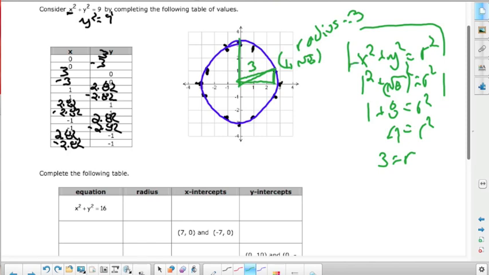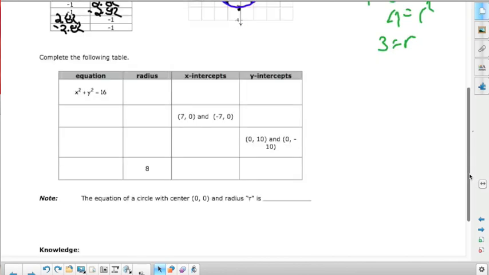But this is the important part right here. That is the equation of our circle. X squared plus y squared is equal to r squared. So in other words, if we have the equation of this circle, what's the radius going to be? If I have x squared plus y squared is equal to 25, what's the radius of my circle going to be? 5. That's all we need to know for this lesson.